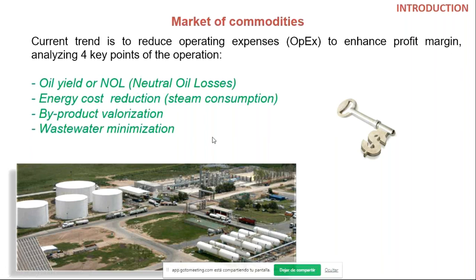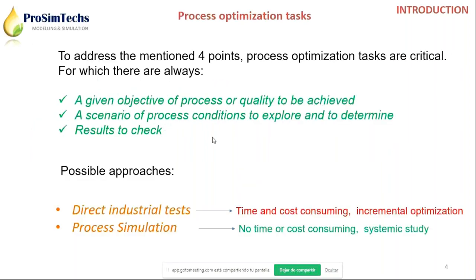So, therefore, aiming to increase operational profit margin, process optimization tasks are a must. So every time we execute an optimization task, we always have, let us say, a given objective of process or quality to be achieved, which could be, for instance, to maximize the cofer concentration in distillate, if we have a deodorizer with a double scrubber, or could be to diagnose and to minimize neutral oil losses in a neutralization process, etc.